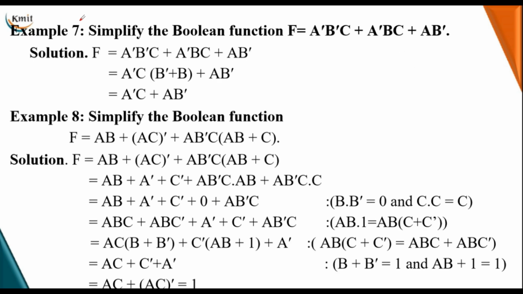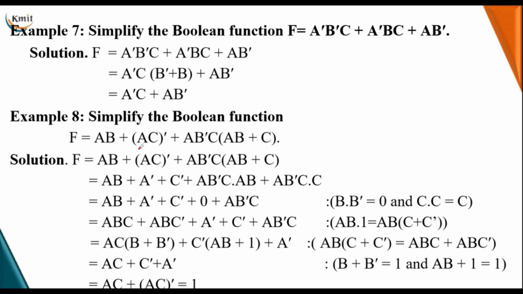Next, another example. F is equal to three product terms: A bar B bar C or of A bar B C or of A B bar. Out of the first two, A bar C is taken as common, B bar or of B. B or of B bar is replaced with 1. Then we have A bar C or of A B bar.